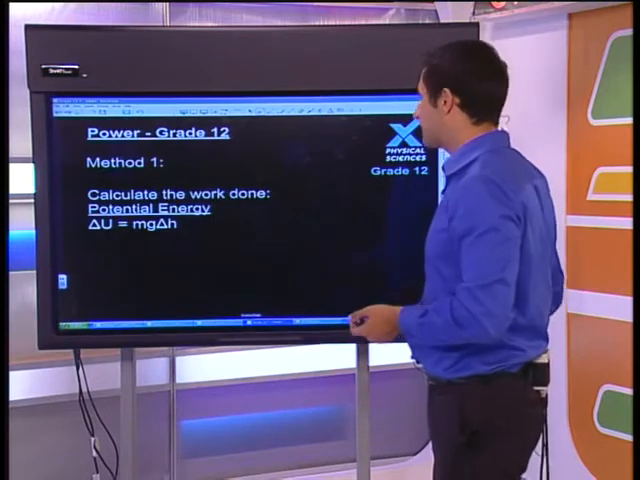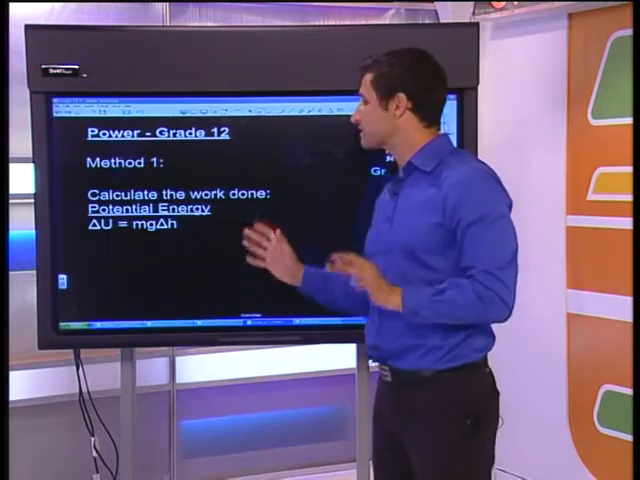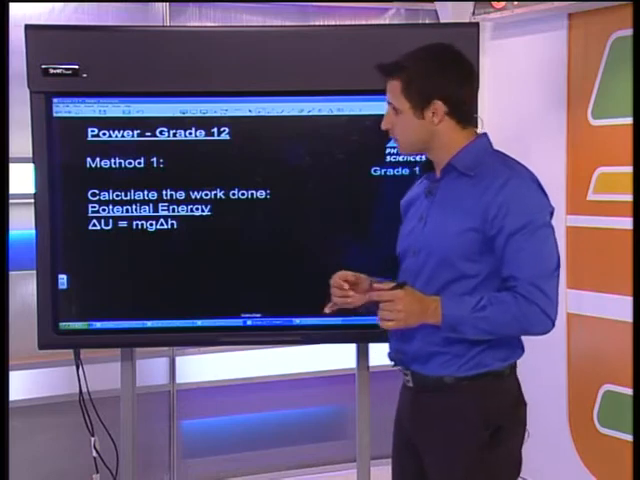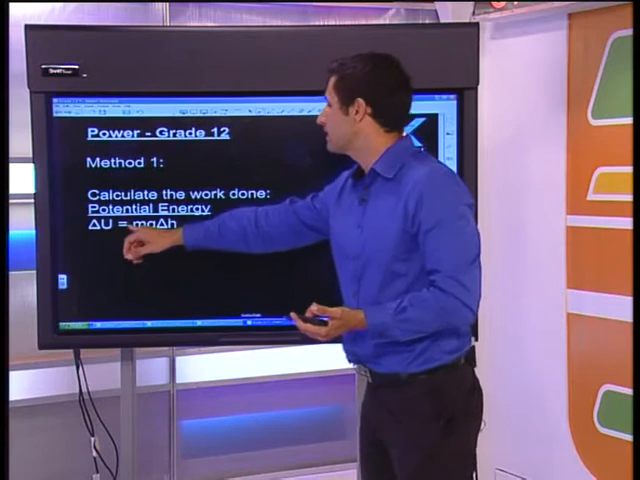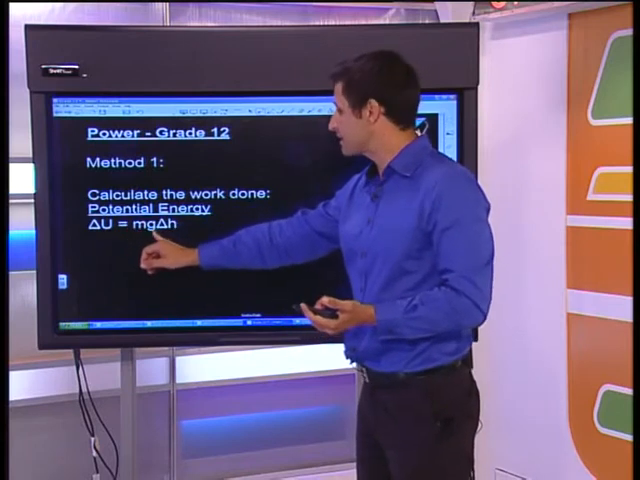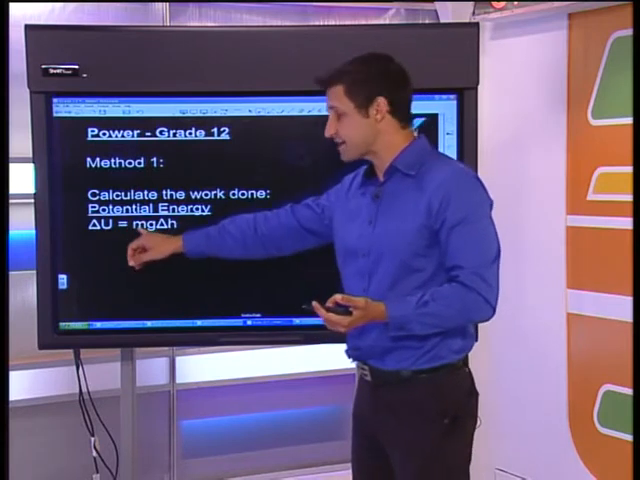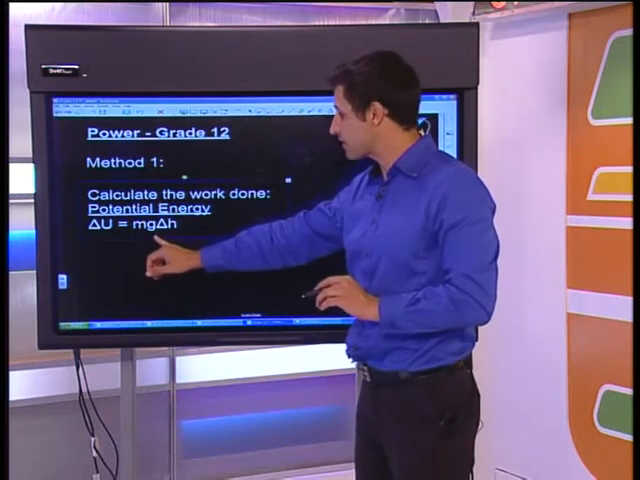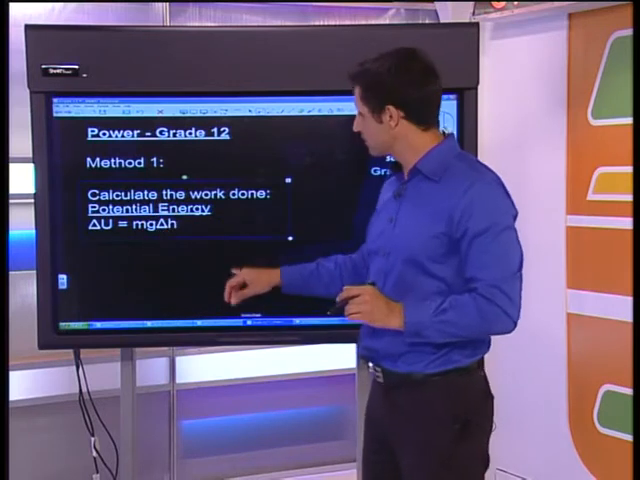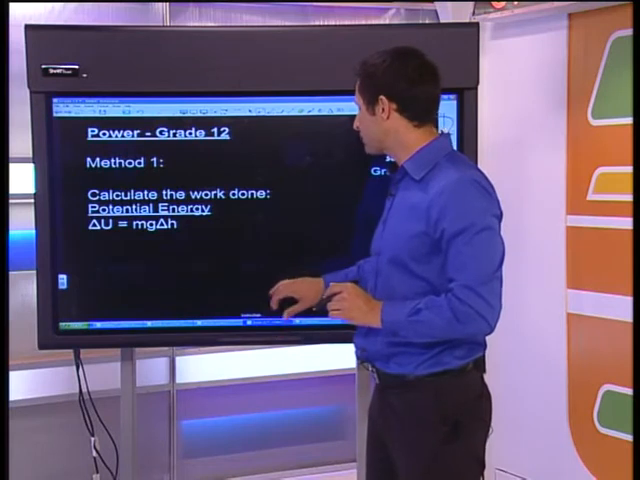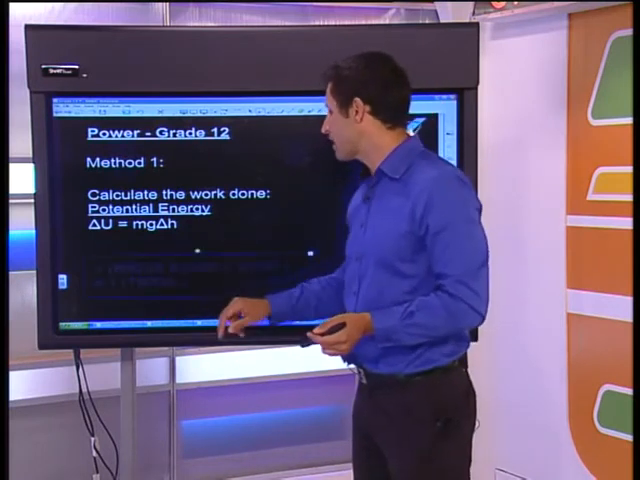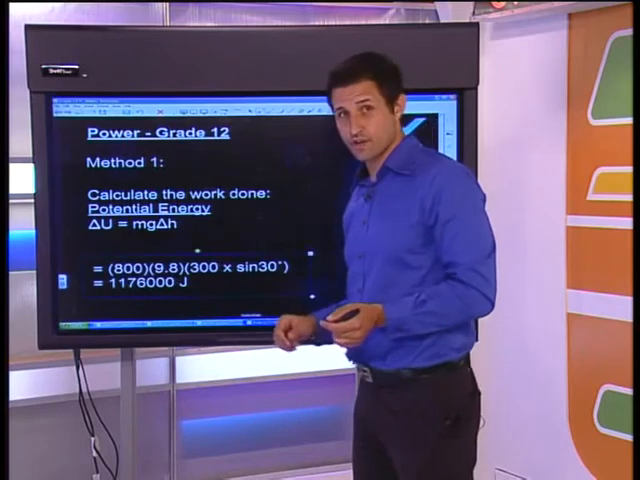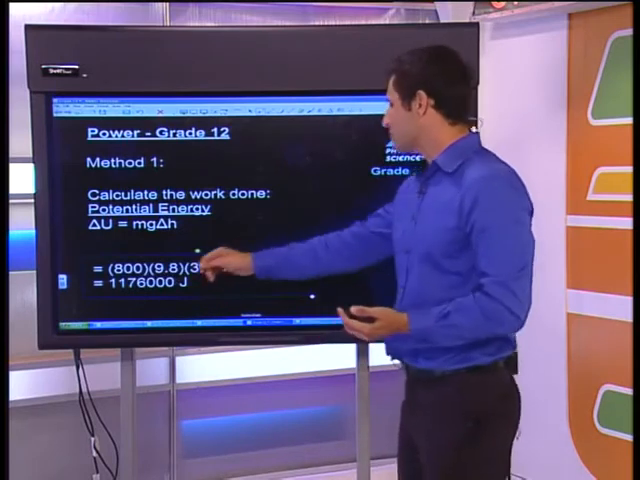Well, let's start off. We're going to calculate the change in potential energy. One of the things that you'll find on your equation sheet is that my change in potential energy is equal to m times g times delta h, which is the mass times gravitational acceleration times delta h. So let's see what comes up when we start substituting these values. I've got my mass of 800, I've got my gravitational acceleration of 9.8, and something over here which you might not recognize.